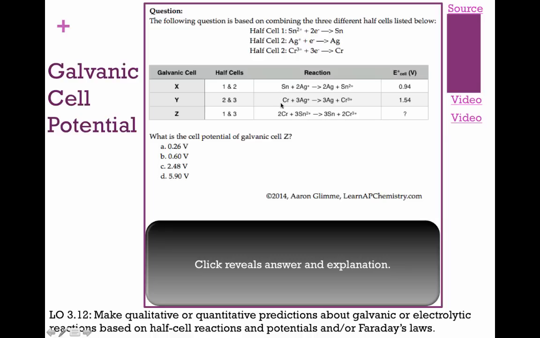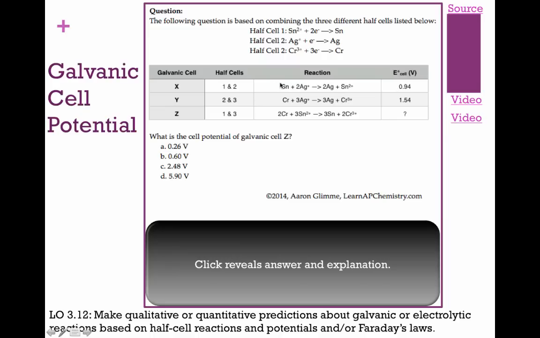Okay, multiply Y by 2. If I multiply all of these by 2, do I have to do anything to E? No. Remember, the only thing you ever do to E is flip the sign. So I'm going to multiply reaction Y by 2. What do I need to do to X? Okay, flip it and multiply by 3. So what do I have to do to E naught of the cell? Change the sign to negative 0.94.